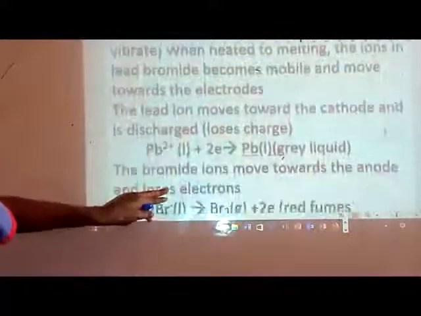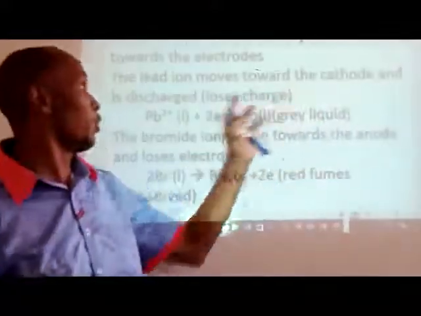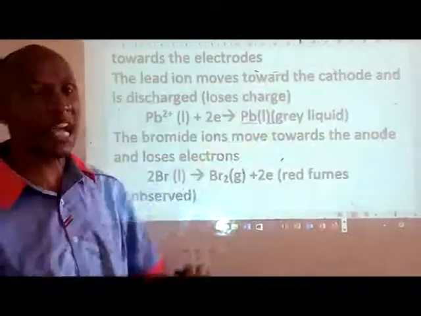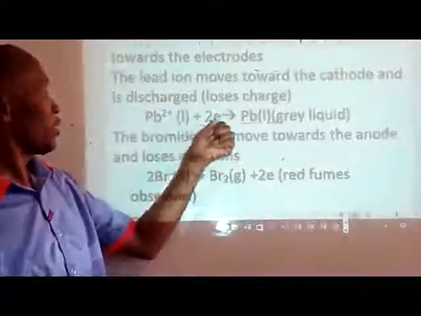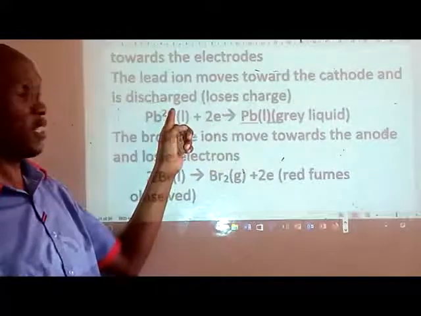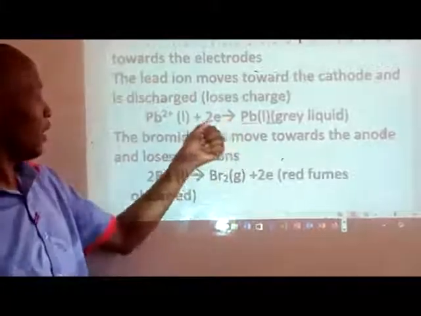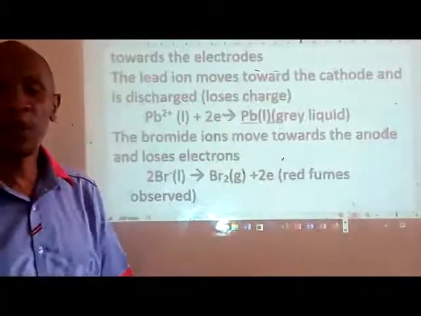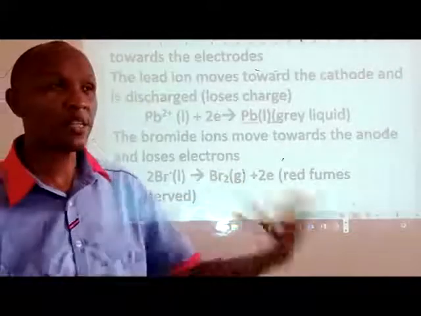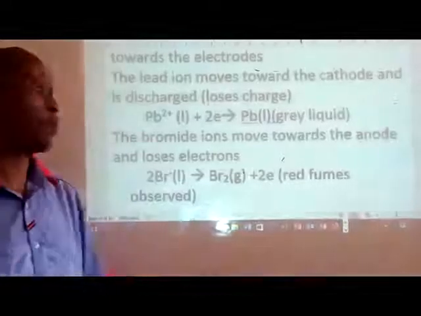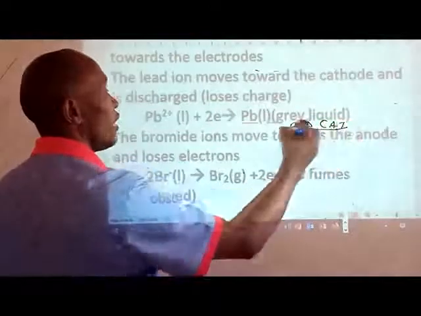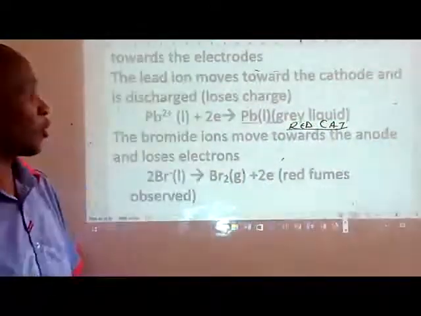So when they are able to move, the positive lead ions move towards the cathode and are discharged. They lose charge. So how does that happen? By gaining some negatives. So you want to offset this positive charge, you add electrons. Now you know that this is a reduction reaction. When electrons are gained, you say reduction reaction takes place. So you can talk of reduction taking place at the cathode. The reaction at the cathode is called a reduction reaction.